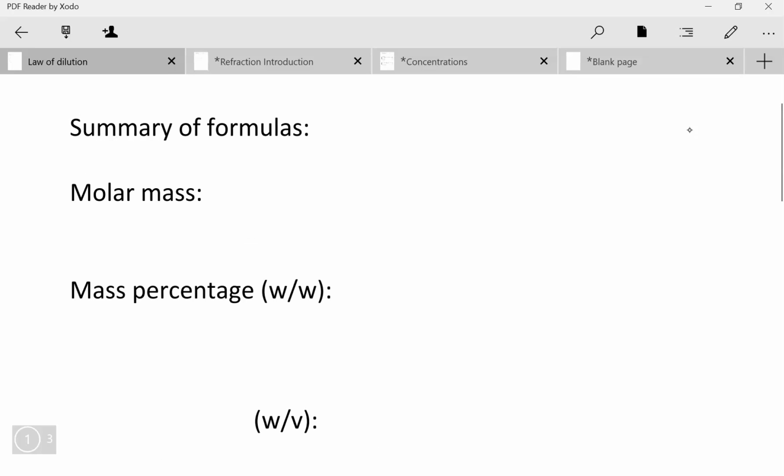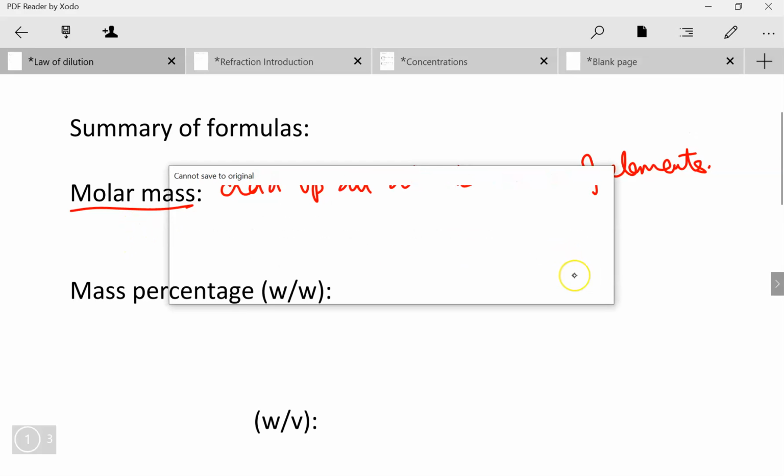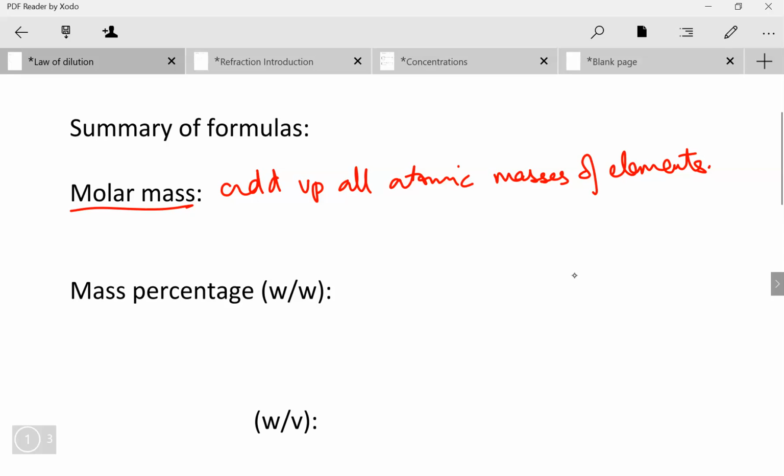Okay, so molar mass. We need to know how to calculate molar mass, and you add up all the atomic masses of the elements, right? And that's how we calculate our molar mass. We need to know how to do that. You look at a periodic table, you look up all the masses of all the elements, you add them all up, and you get your molar mass.